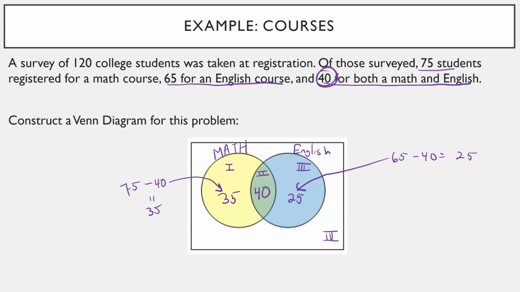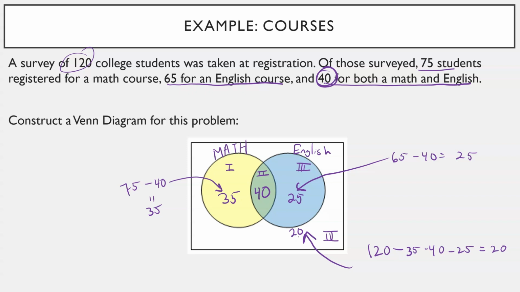Now you're not done yet. Here's the thing, think about it. Does every student have to take an English and math course? No. So you have to figure out how many students are not in these sets. So what goes on the outside? I have 120 students, but I've already accounted for 35, 40 in the middle, and 25. So what does that sum up to? Well, let's see. 35 and 40 is 75, and 25 is 100. So there would be 20 students outside here.